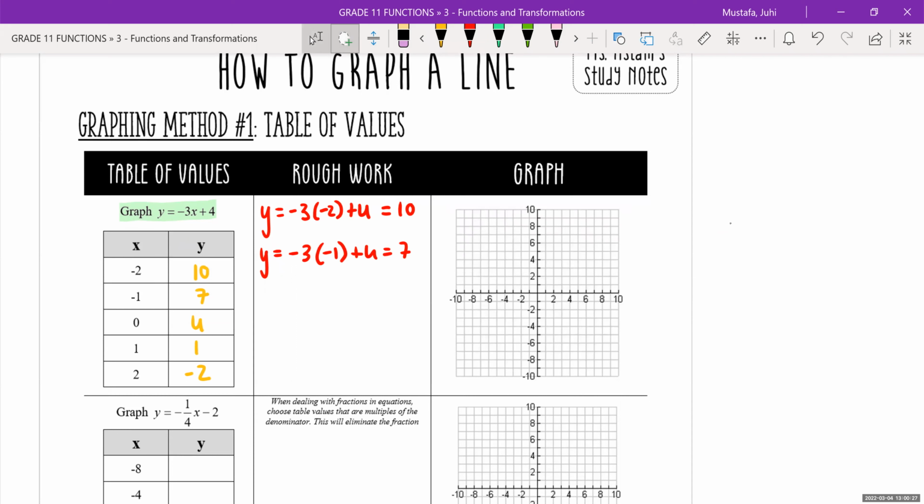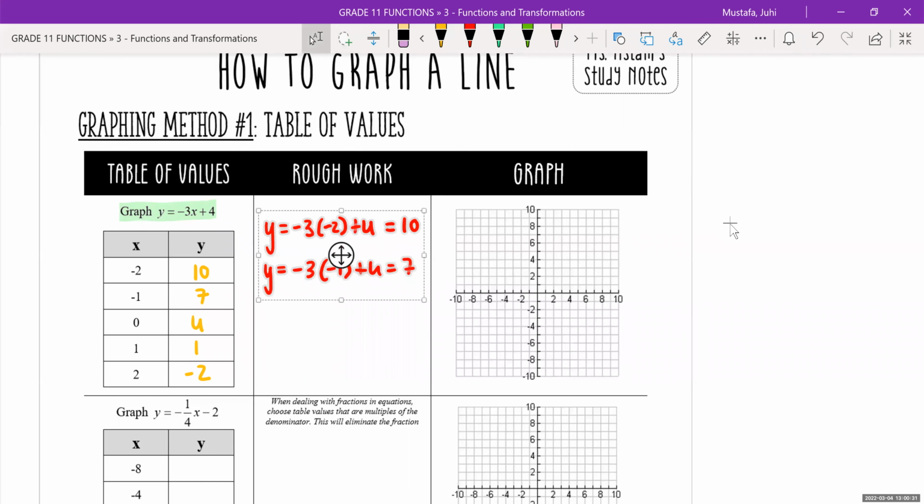So I did the first two where it says rough work, and then the rest of it is pretty straightforward to figure out. With our table of values, now we can plot each one of those points and then make a line. So (-2, 10), (-1, 7), (0, 4), (1, 1), and (2, -2). This will be good practice just graphing because we haven't really done that yet.